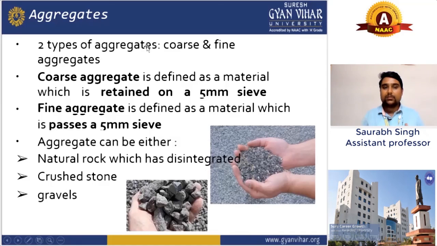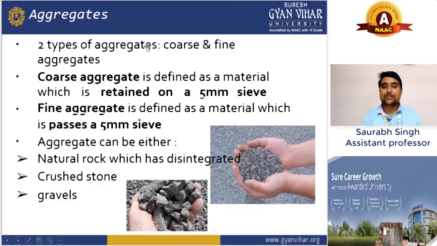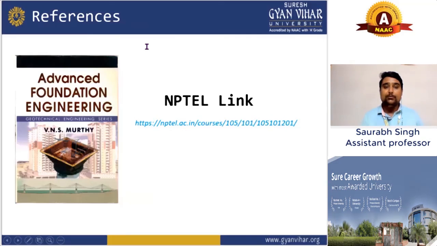We also covered some topics on aggregates. As you can see here, there are two types of aggregate: coarse aggregate and fine aggregate. If your aggregate passes through the 5 mm sieve, it is a fine aggregate. If it is retained on the 5 mm sieve, it is a coarse aggregate. That is the difference between fine aggregate and coarse aggregate.